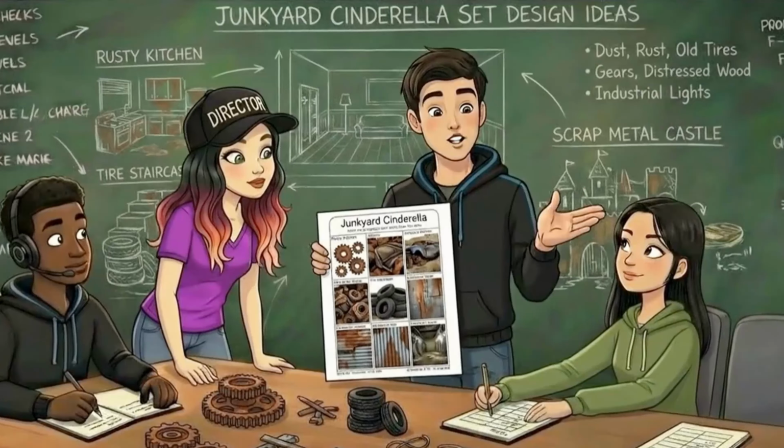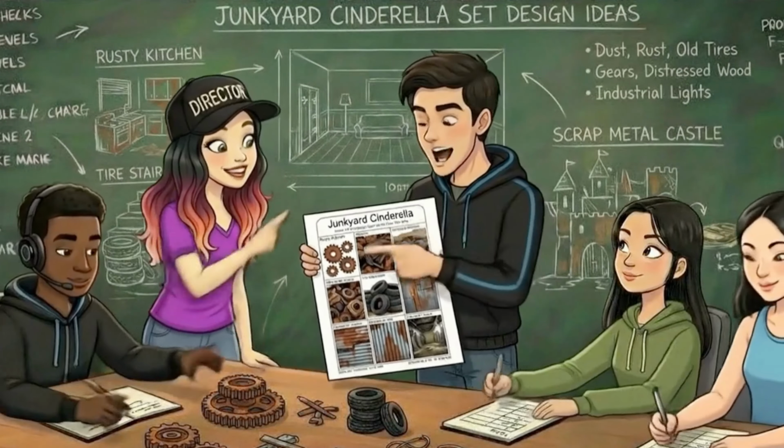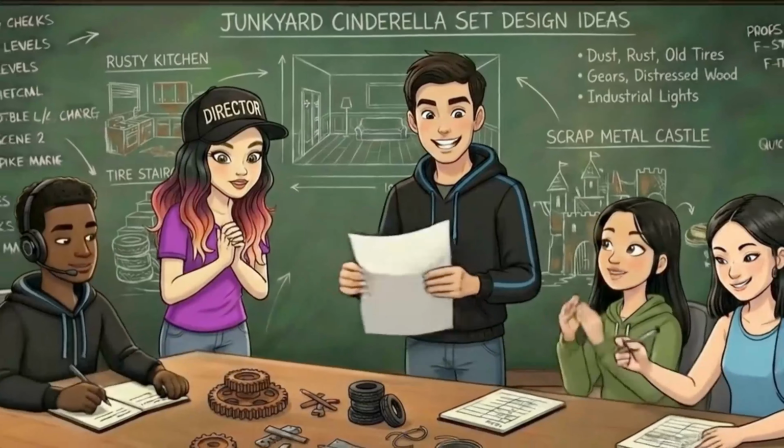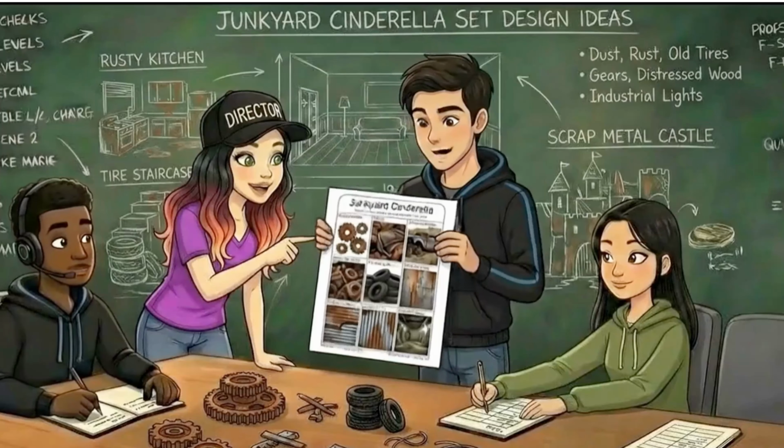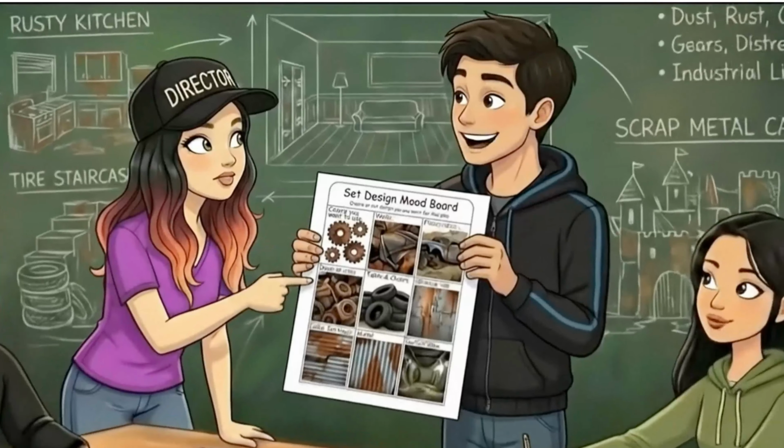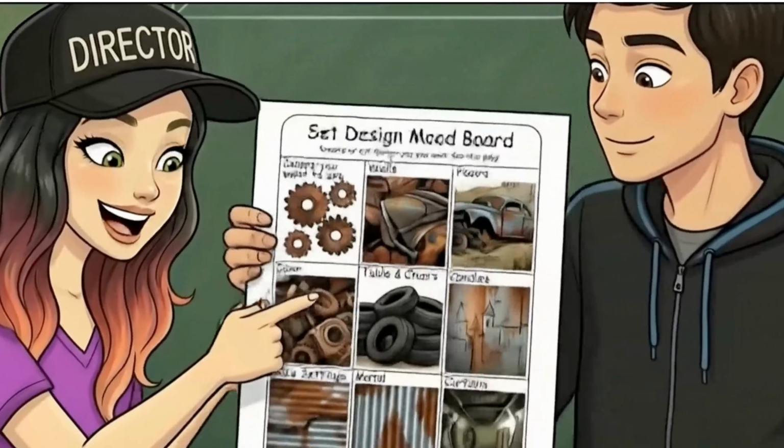We'll use these gears for the kitchen appliances and the tires for the staircase. The aesthetic is purely junkyard, rusty. The core idea is integrating these rusted elements directly into the kitchen set design. Even the gears on the table here?